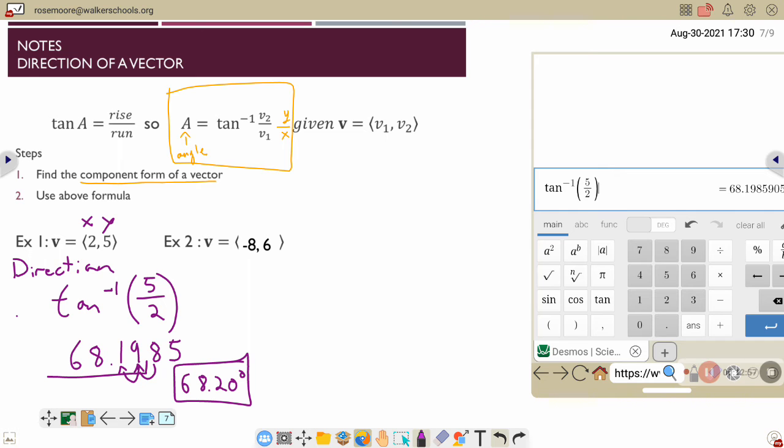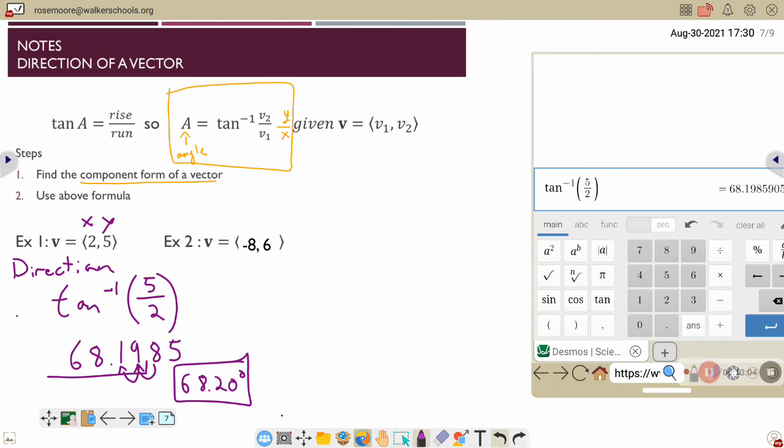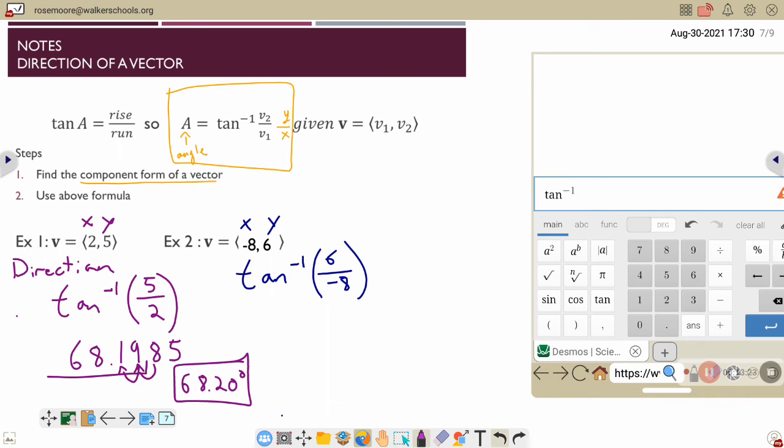So if you want to try for a second to do example 2 on your own, it is not different, but it does have a funky ending. Okay? So again, we have our x and our y. We will be using tangent inverse of our y over x. We will be typing that into the calculator. And we get it done, and it gives us the answer. Ooh, I messed up my parentheses. Y'all see that?